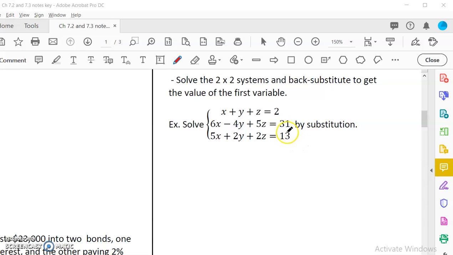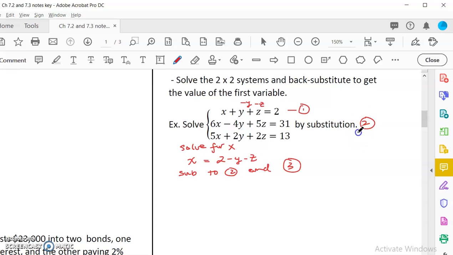First of all, I need to see which variable I want to substitute. You look for the one that has a coefficient of 1 or -1. Actually, we can do either one of them. X has a coefficient of 1, Y has a coefficient of 1, Z has a coefficient of 1. But we would always have to use this equation, equation 1. Let's say we solve for X first. So X is equal to 2 minus Y minus Z, from equation 1. And we're going to substitute into equations 2 and 3.